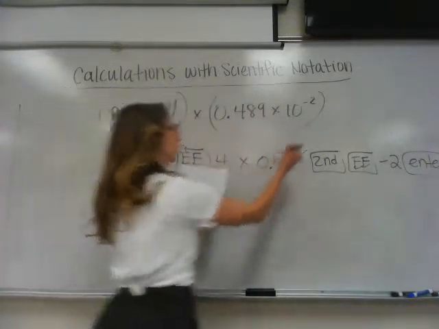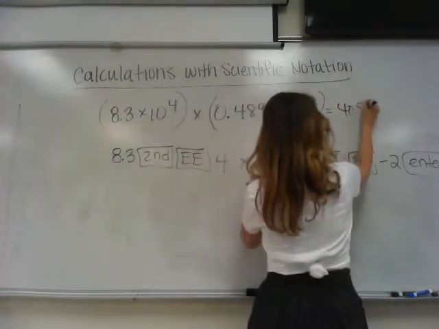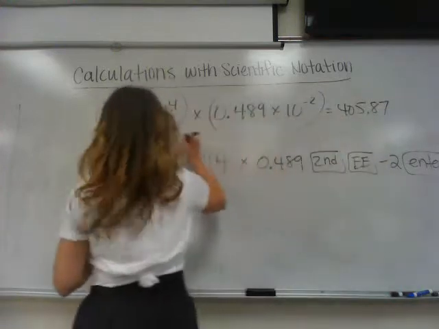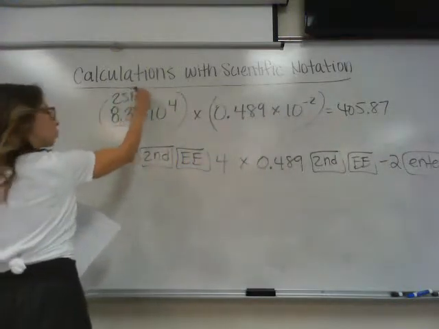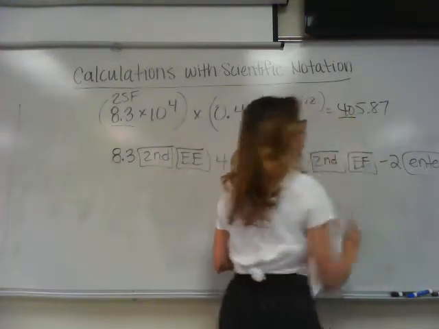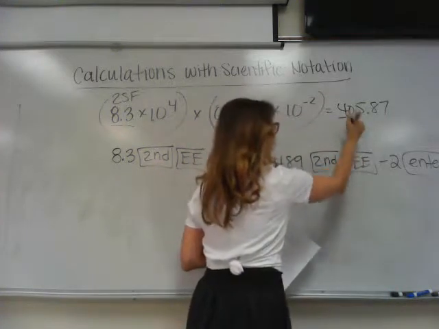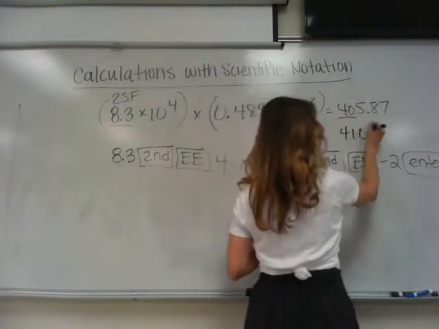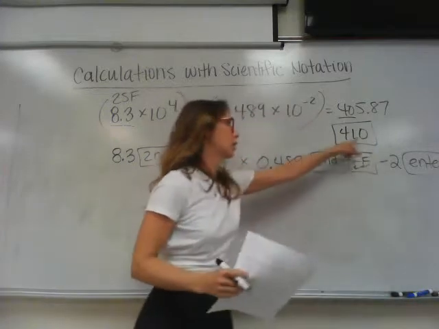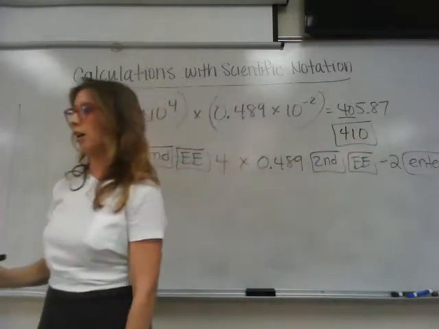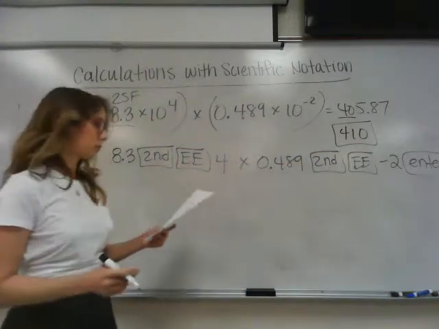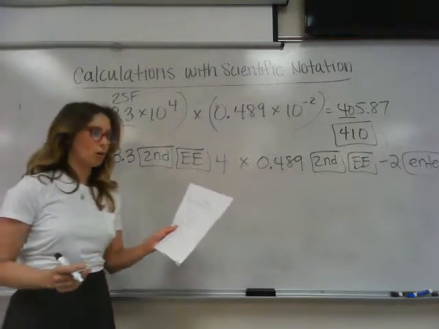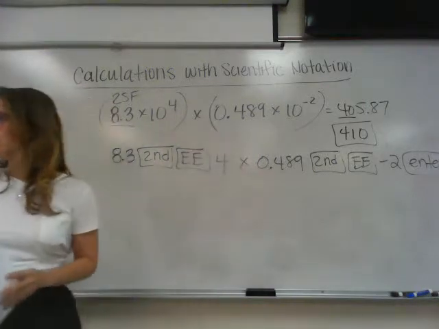You're going to get 405.87. You've got two significant figures in 8.3. Underline the 4 and the 0. Since this is a 5, the 0 rounds up to a 1. You're going to get 410. You have to add the 0 to keep the quantity the same, right? Okay, and all of these keystrokes are already typed up for you on your worksheet.